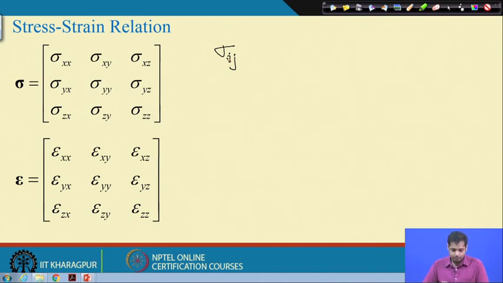and epsilon ij is the strain tensor. Then, what is the order of the sigma ij tensor? The sigma ij tensor is of order 2, and epsilon ij is also order 2, that is why we have two indices.